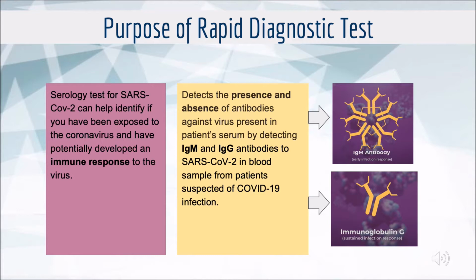The purpose of serology, a rapid diagnostic test, is to detect the presence and absence of antibodies against virus present in patient's serum by detecting IgM and IgG antibodies to SARS-CoV-2 in blood sample from patients suspected of COVID-19 infection. Immunoglobulin M or IgM antibodies are the body's first line of defense and are produced shortly after someone is infected with the virus. IgM antibodies don't stay long in the body. However, a few days after infection, the body produces immunoglobulin G or IgG antibodies which are sustained in the body.